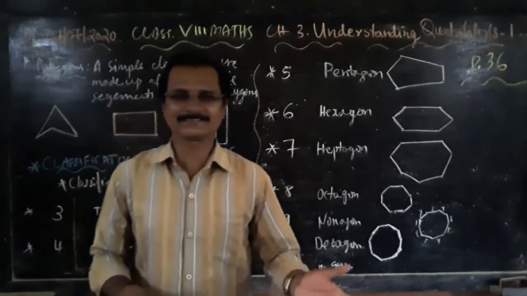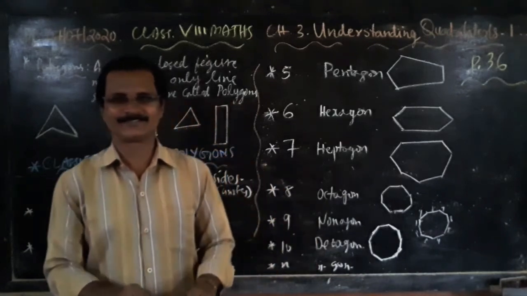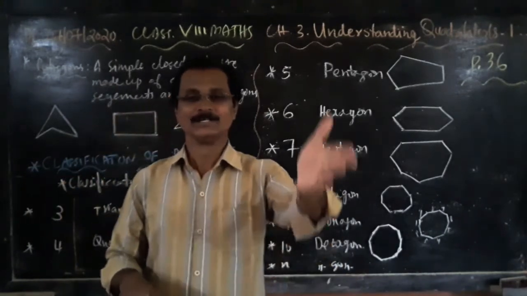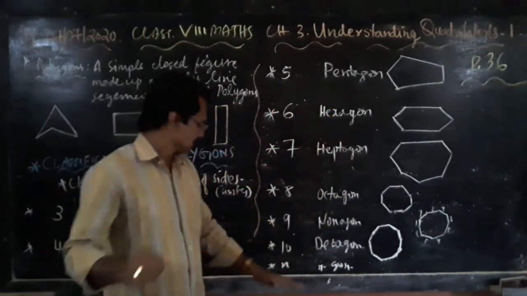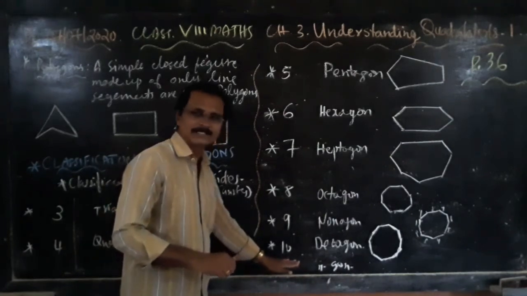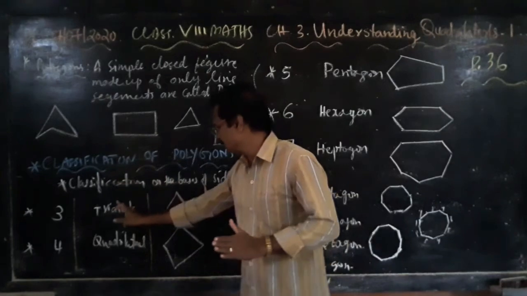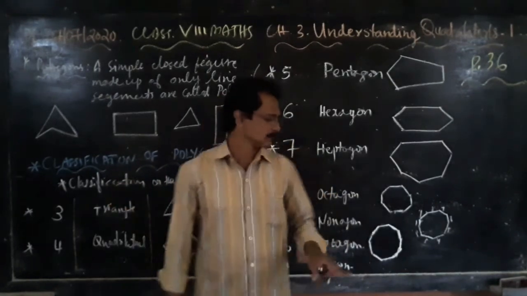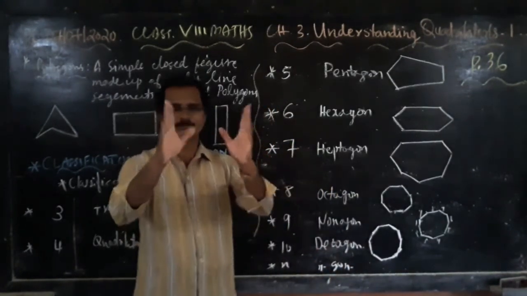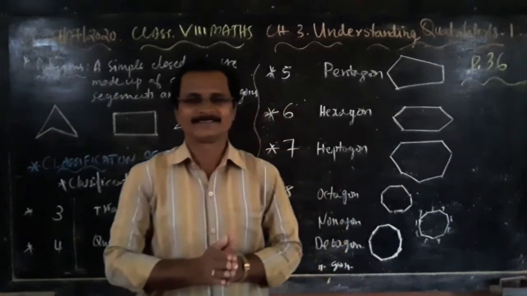N-gon, 15 sides, 15-gon. 20 sides, 20-gon. But it is not necessary. Still, at present, you need to remember from 3 to 10. This is very important. This classification.